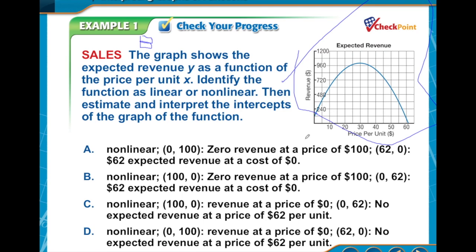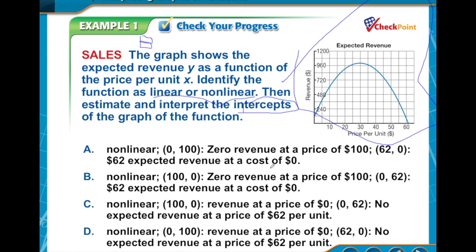So our y-axis is revenue, how much money we're making. Our x-axis is the price per unit. We want to know, is it linear or nonlinear? So that's one thing we need to say. We can also estimate the intercepts. So where does it cross each axis, the y-axis and the x-axis, for our function?